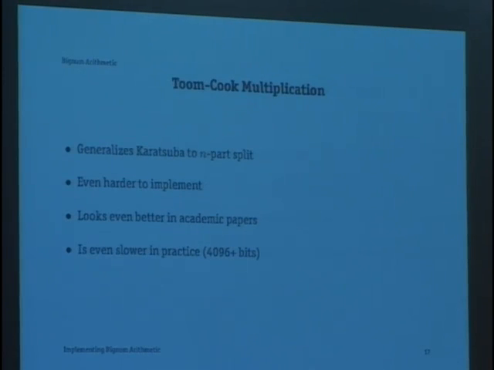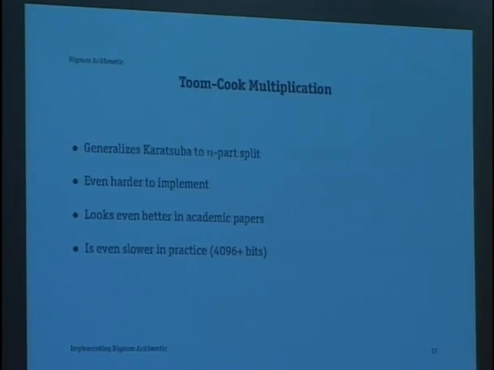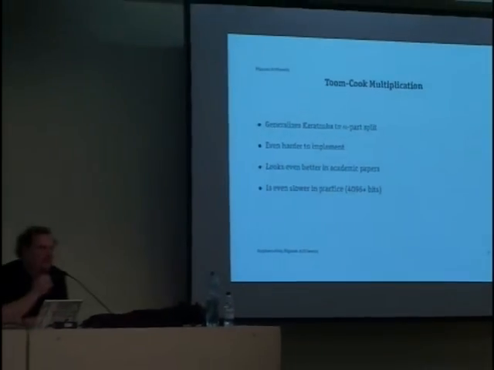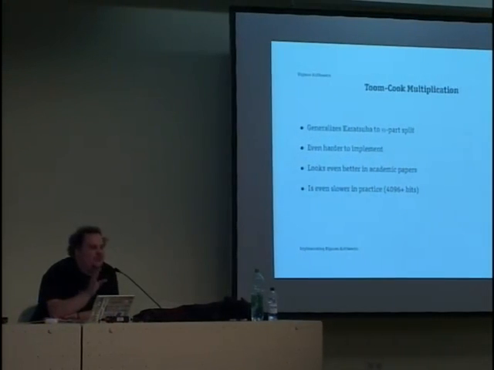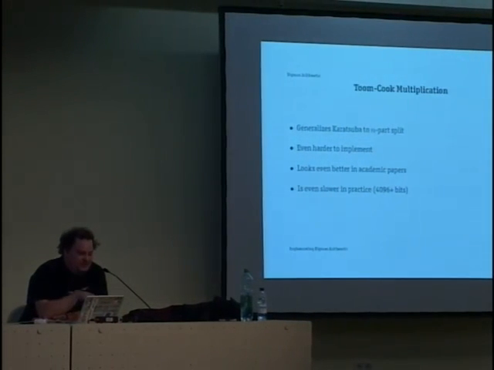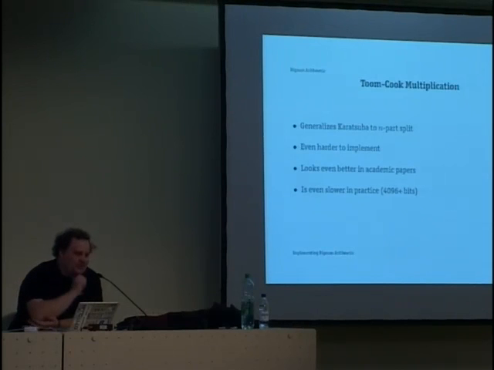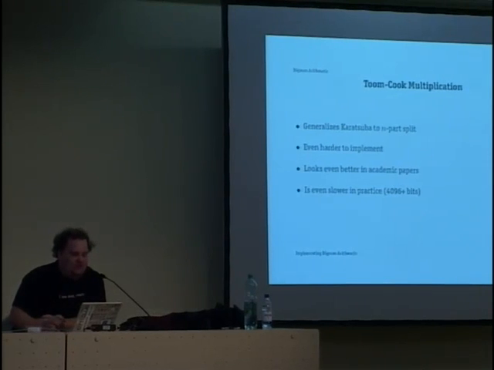There's a generalization of Karatsuba, which is an n-part split, so the formula is even bigger. And you have more temp results, which I told you previously is evil. You don't want any temp results, because writing back to memory is the slow part. So this generalizes to a 3-part split, or n-part. You usually use 3 parts. It's even harder to implement. It looks even better, the coefficient in the paper, in the big O notation, looks better, but it's even slower. So this doesn't pay off at all.